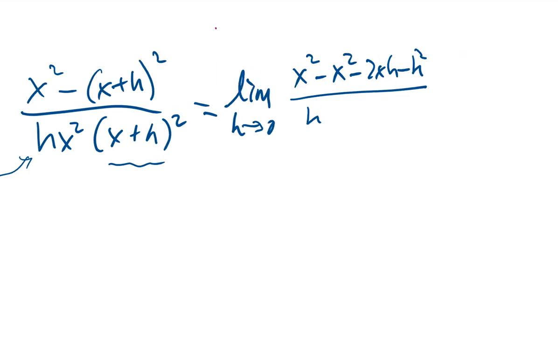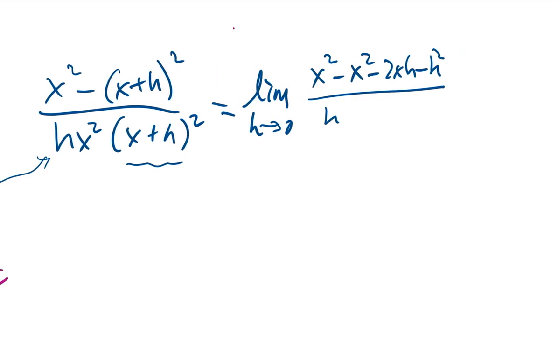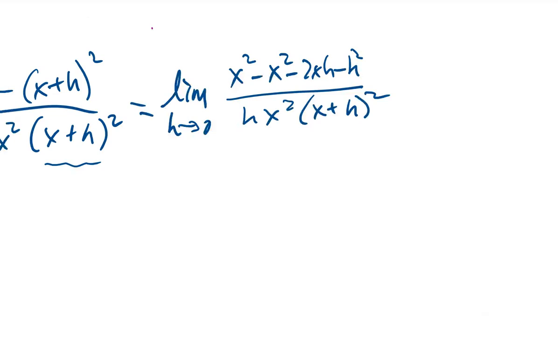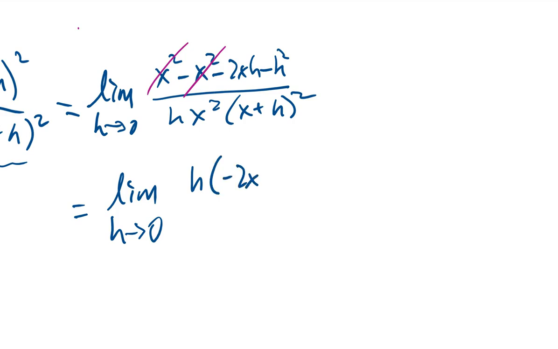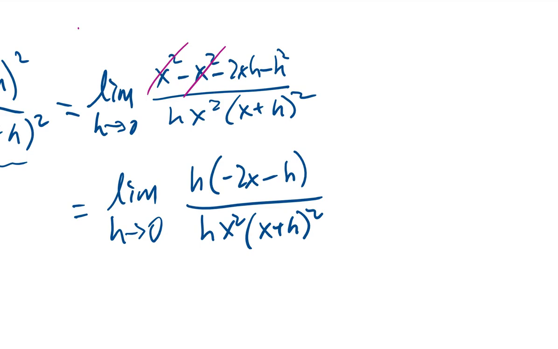All right, so I'm going to keep the x squared out, and then x plus h quantity squared. There's no point multiplying that out. But if you look at the top, x squared minus x squared is 0, and then you can cancel out. Limit as h goes to 0. You can take out an h, and you get negative 2x minus h, and then on the bottom, x squared times x plus h quantity squared. What I did was I just factored an h out of this.